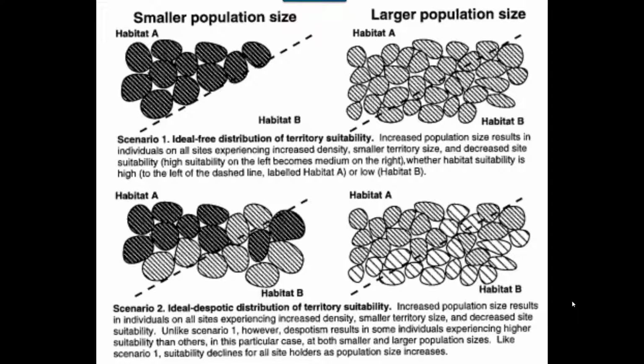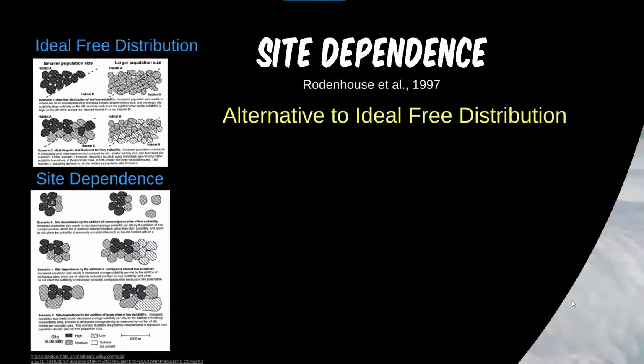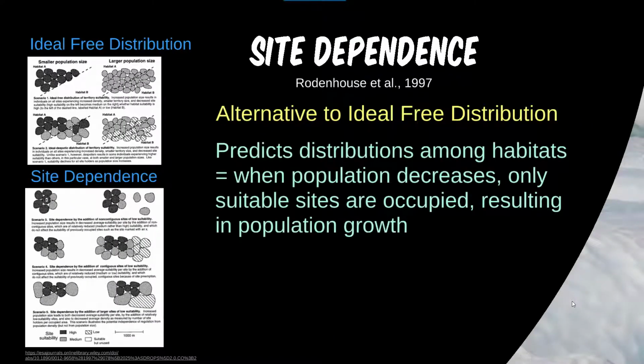suitability. So the suitability will decline across all sites, site holders or individuals in a population as the population size increases. And in here we see that the darker patches are going to be representative of high suitability, and ultimately you get down to the wider space striped circles on the right-hand side that are representative of low suitability.